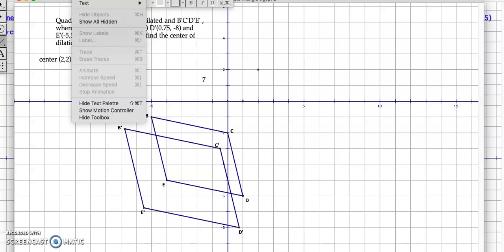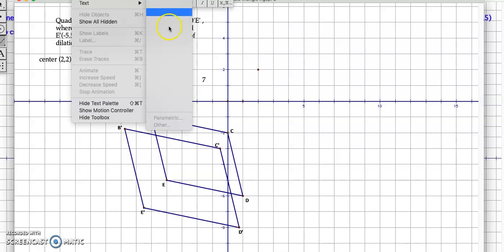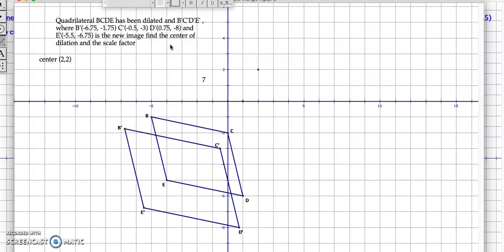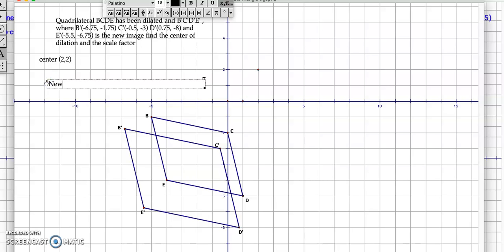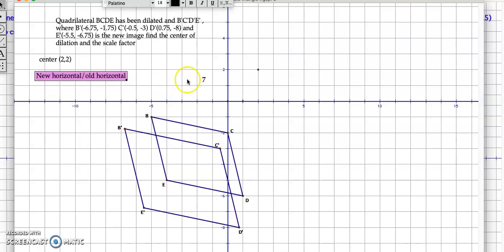So now I'm going to go to display, change my line color. But when you're trying to find out what the scale factor is typically going to be, it's new horizontal over old horizontal, or new vertical versus old vertical kind of thing. So in this case right now, we're just going to do the new horizontal.